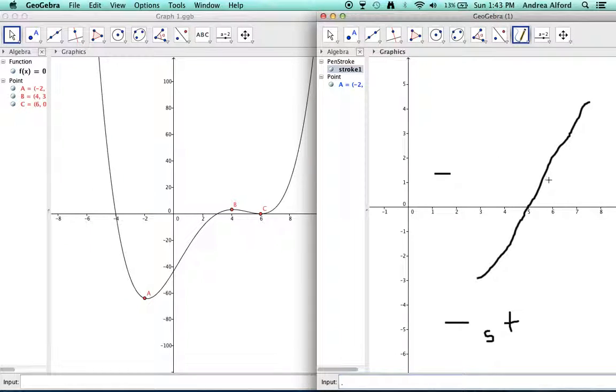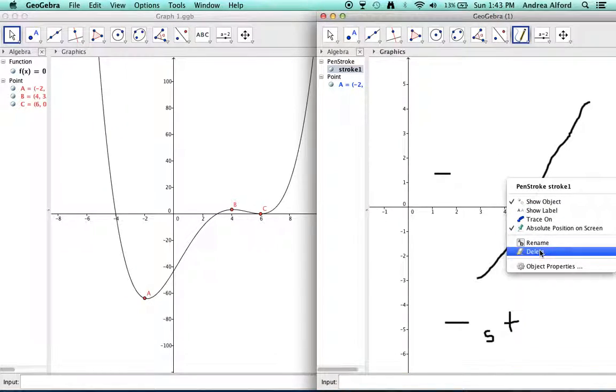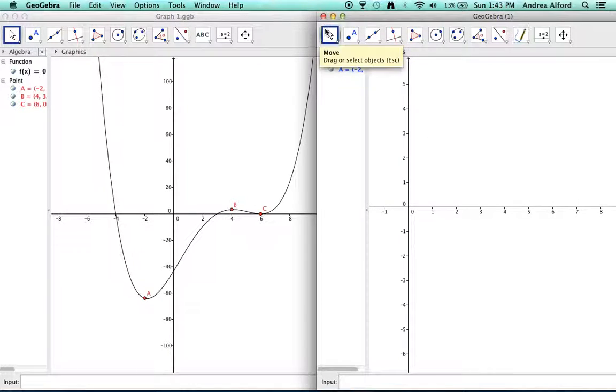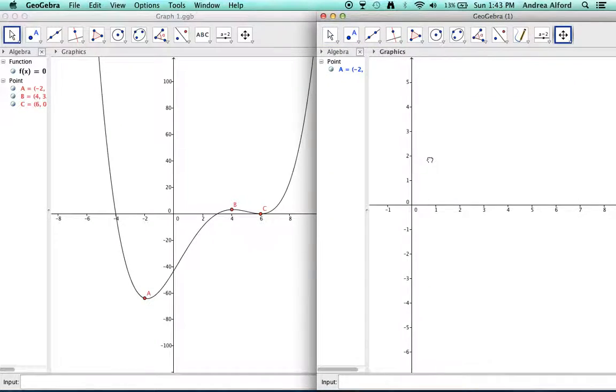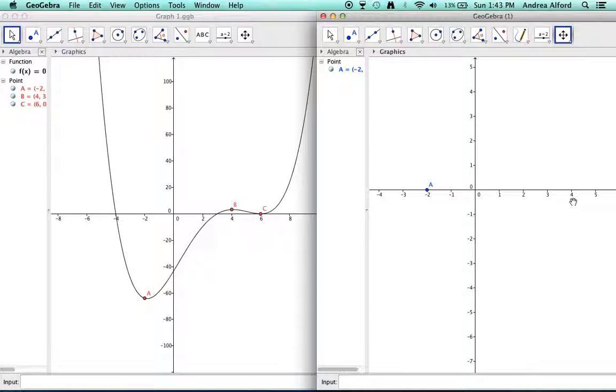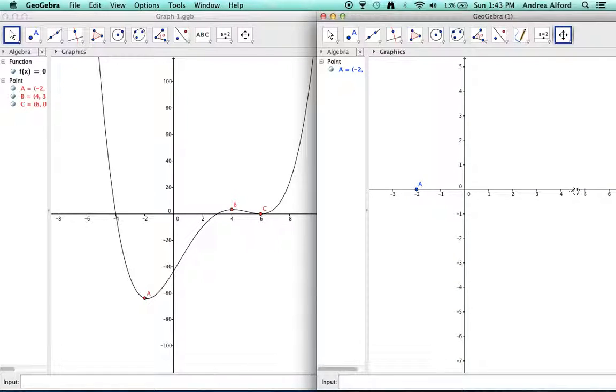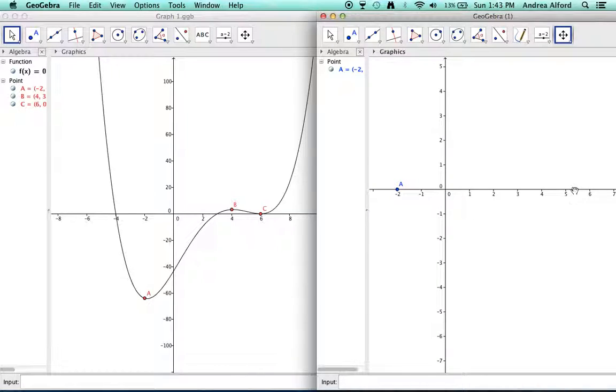Whoops, let's get rid of that. Delete. We'll move this whole graph over so we can see it. Bring this in just a little bit. All right, there we go. It seems to have a slope of 0 at the point 4, 0, so we're going to put that in over here. And it seems to have a slope of 0 at 6, so we're going to put in the point 6, 0.